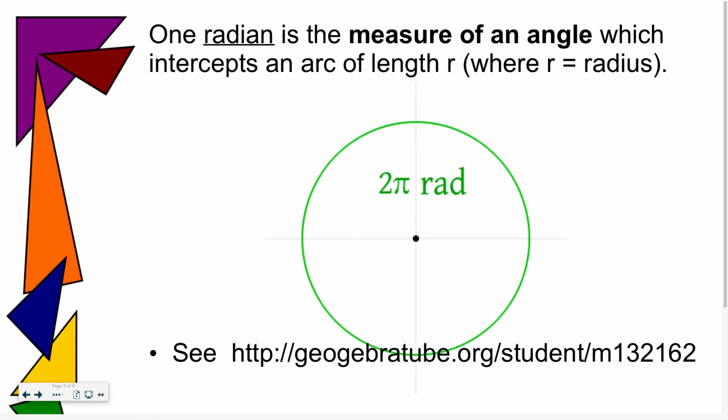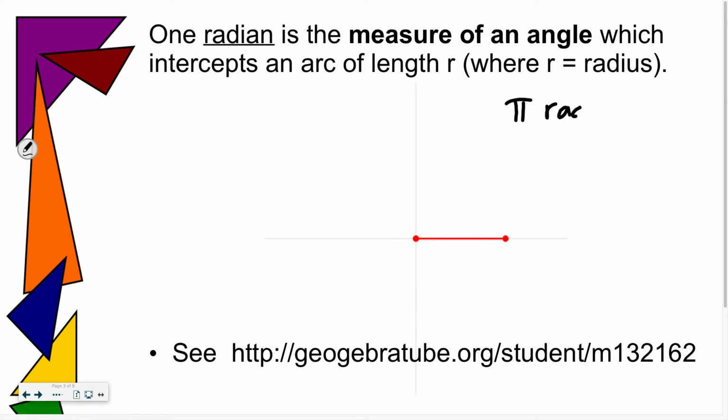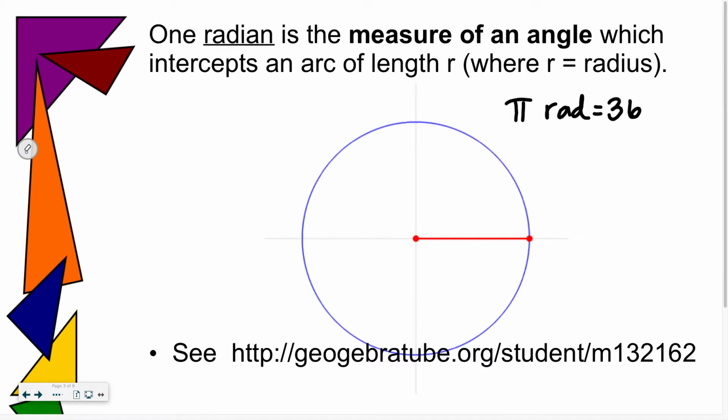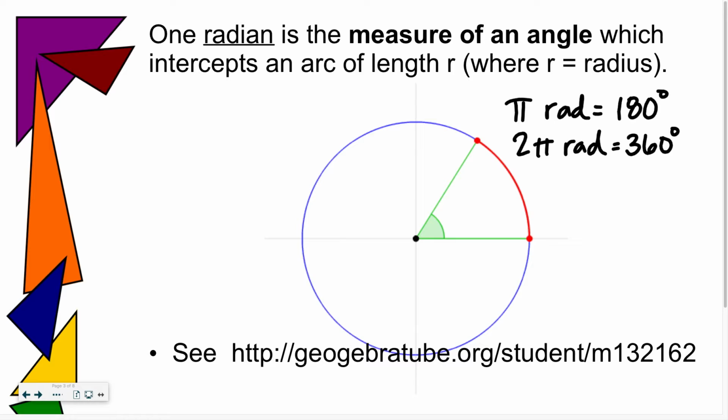So those might be helpful things for you to kind of jot down. Pi radians equals 180 degrees, and 2 pi radians equals 360 degrees. So that's always true. Any size circle.